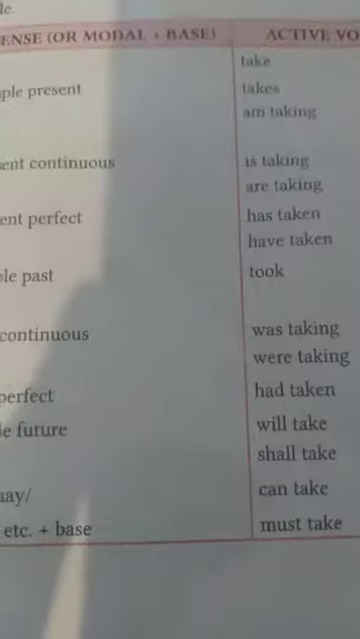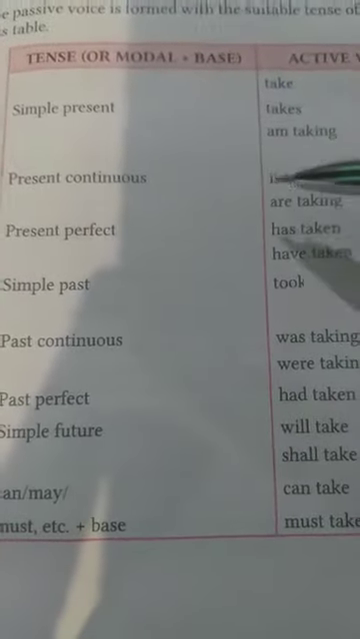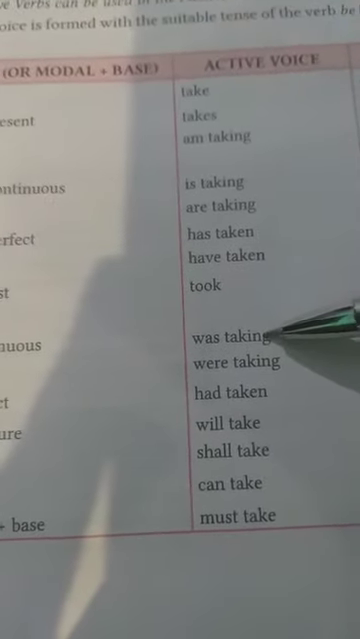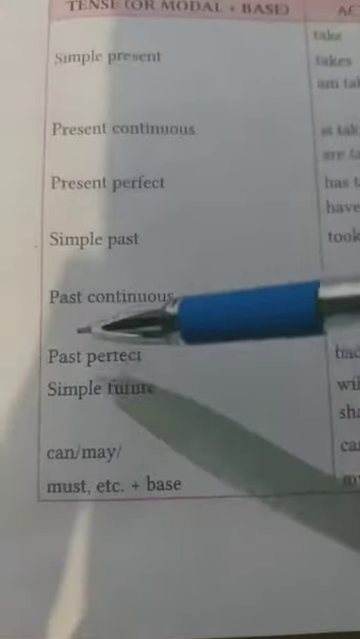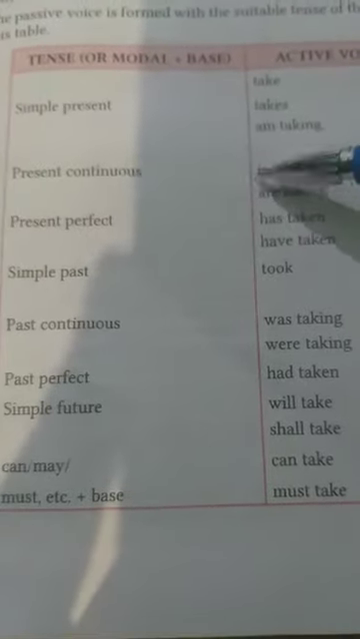Then past continuous tense. With past continuous the same formula will be applied here also as we did with present continuous tense. Here it was is taken, here it is was being taken in past continuous tense. Then past perfect tense, had taken. Here also we apply the same thing which we applied in present perfect. Has taken will be changed into has been taken. The same way had taken will be changed into had been taken.